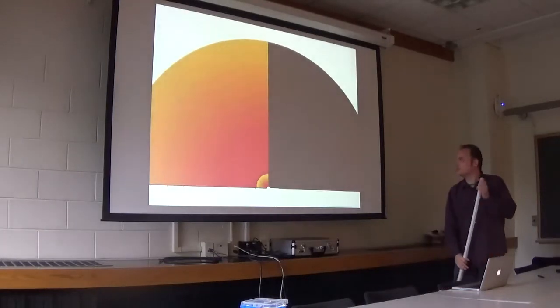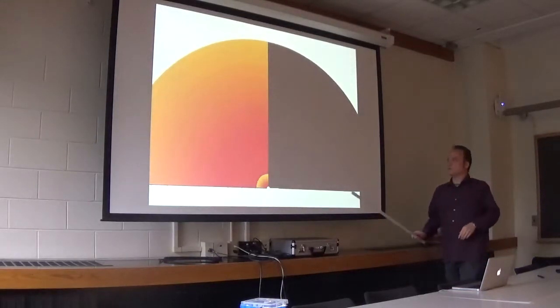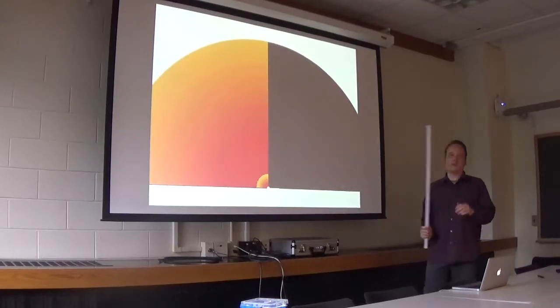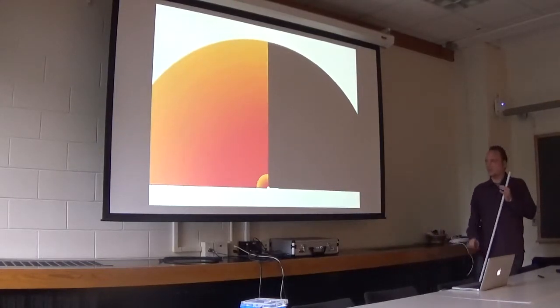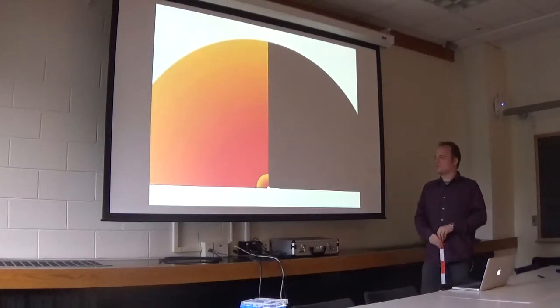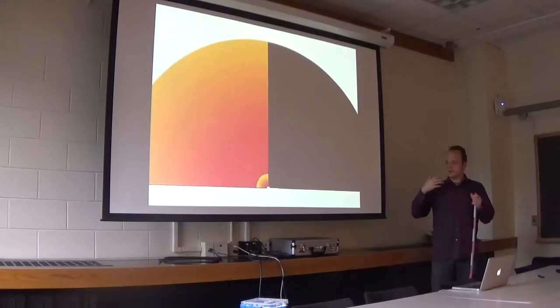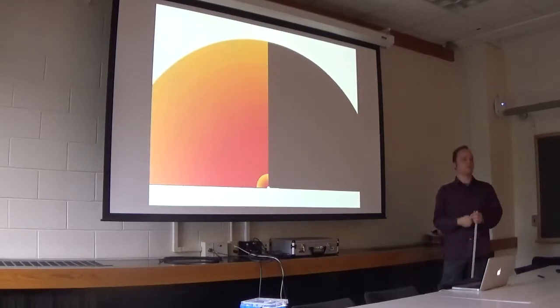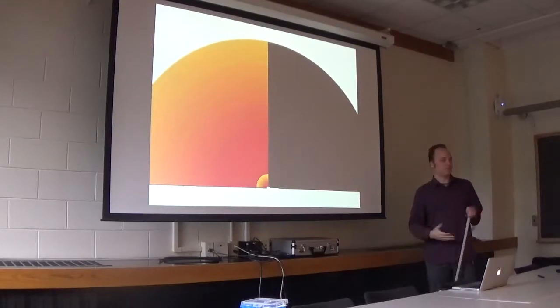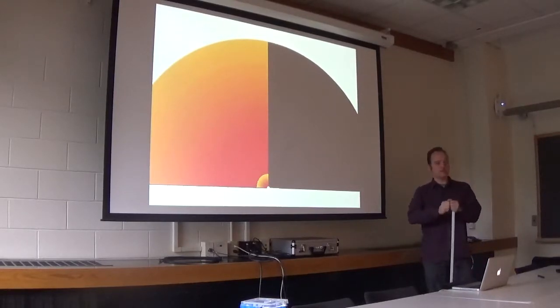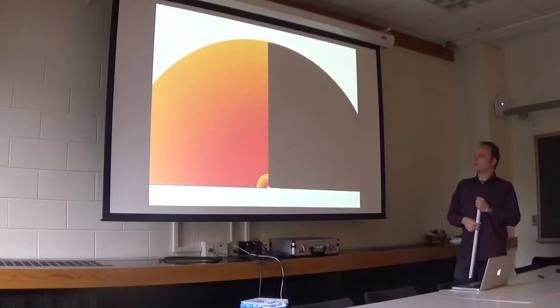So here, I'll show you a movie of this. On the left, I'm going to plot log of density, and on the right, I'm going to plot nickel abundance. I'm estimating nickel production by saying anytime a zone attains a temperature above 5 × 10⁹ Kelvin, I just say all of that becomes nickel. So it's a very crude approximation, but I'm just trying to figure out roughly how much nickel I get and how it's distributed in space.